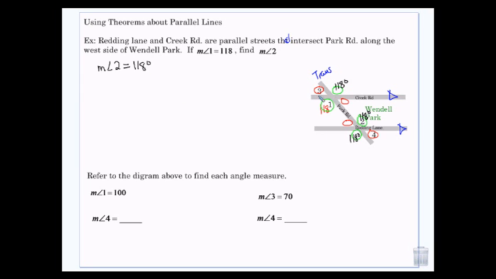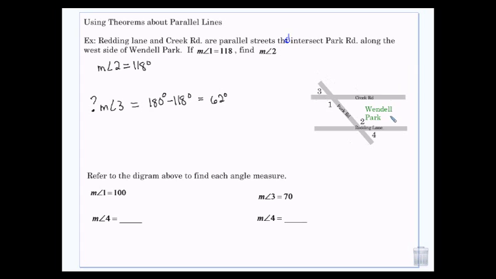Angle 3, if I was trying to find the measure of angle 3 on this particular drawing, I would do 180 minus 118. So that's 180 minus 110 is 70, minus 8, so 62. And then I would know that all the red ones are going to be 62, if I was trying to find those.